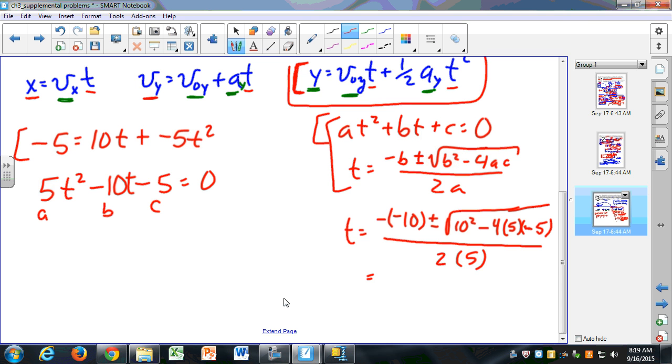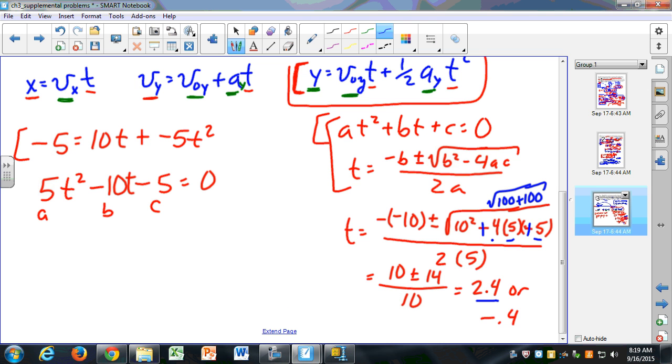All right, so that's 10 plus or minus the root of 200, which is 14, divided by 2 times 5, which is 10. So it's either 2.4, which is 24 divided by 10, or negative 0.4. Which of those answers will I take? Oh, because this is equal to the square root of 100 plus 100, which is the square root of 200. 4 times 5 is 20, times 5 is 100, and these two negatives go away.